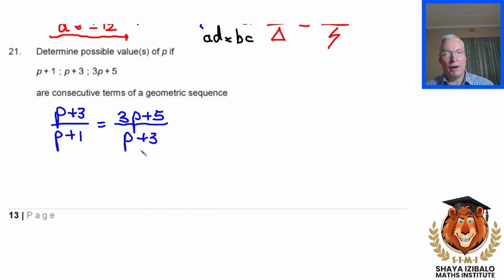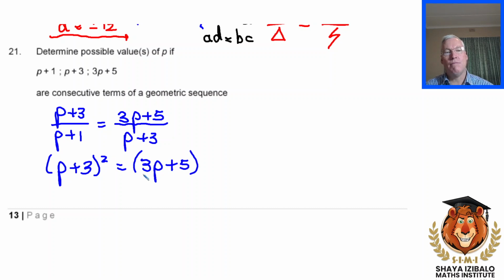Now, the quick way that we learn to get rid of the fractions: P plus 3 all squared. And here we're going to get 3P plus 5 multiplied by P plus 1. Now, I'm worried that people are going to say P squared plus 9.